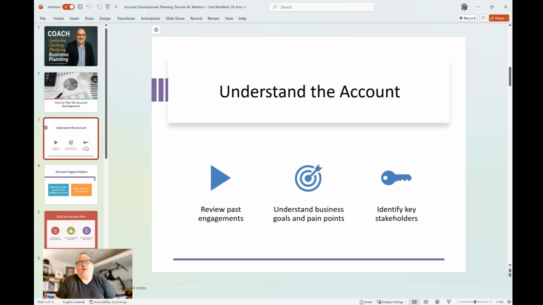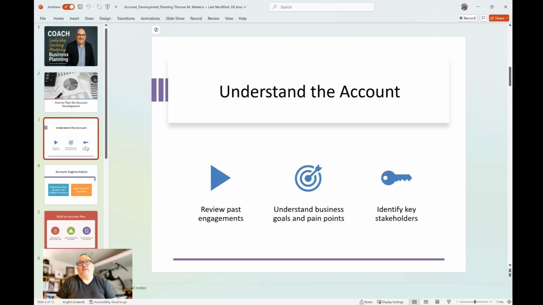So review past engagements. You can see in the CRM system what was happening in the past. What was your predecessor doing? What was the team doing? What are the teammates now doing? What kind of challenges were there in the past? What kind of success was there in the past? What kind of events were there in the past?